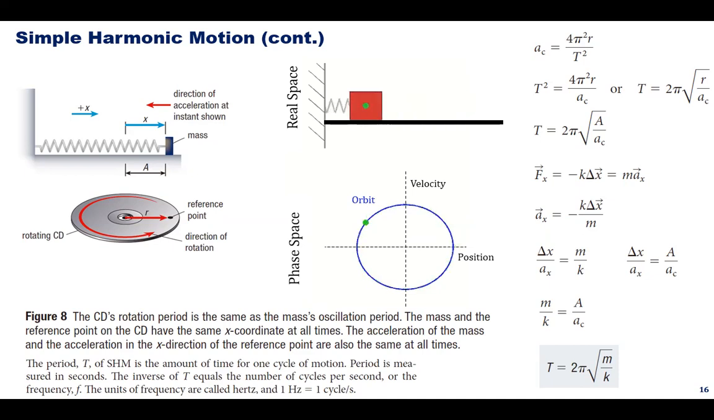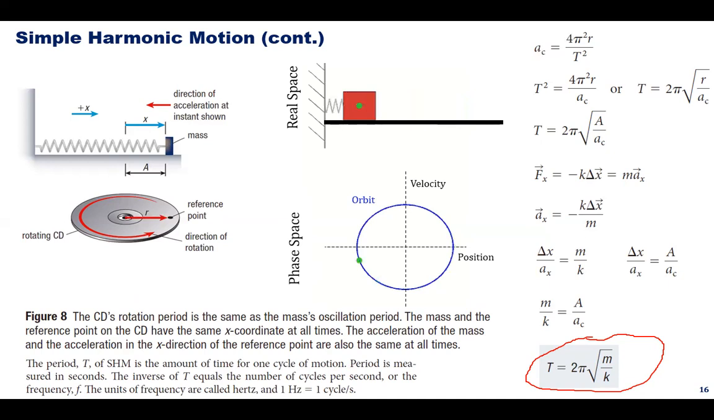So if you substitute this result into the equation for the period, we then obtain the equation of the period of a mass on a spring, which is here. This is a formula we can use to find the period of a simple harmonic motion. T equals 2 pi times the square root of m over k.